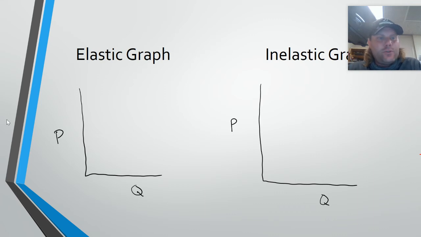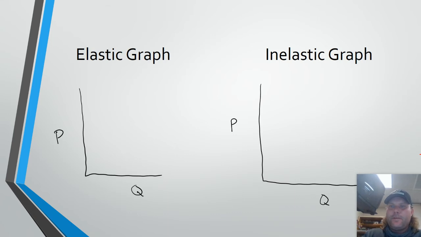So here's how we're going to be able to draw these. You can see I've got two graphs here. I've got my elastic and my inelastic graph. Get myself out of the way there. Our elastic graph is going to be very flat. It's going to be very flat, and I'm going to describe what that means.